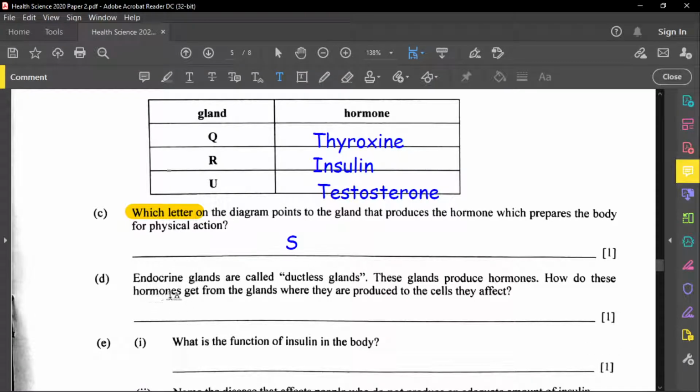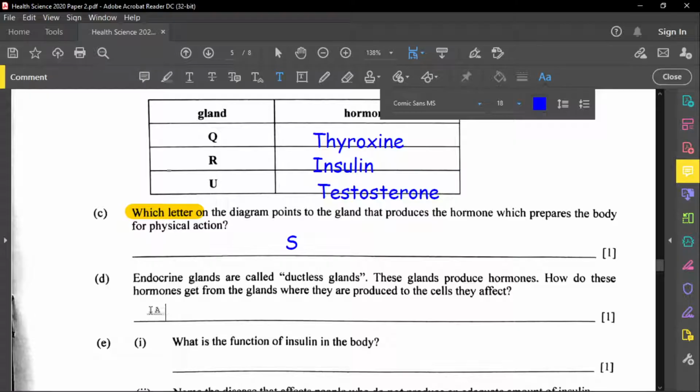Now for part D, the endocrine glands are called ductless glands. These glands produce hormones. How do these hormones get from the glands where they are produced to the cells they affect? Simply because they are transported in the bloodstream, or in the blood. All right, great. So part E now.